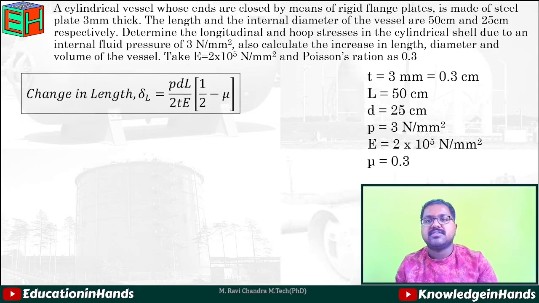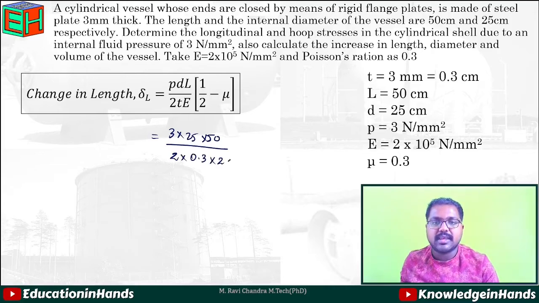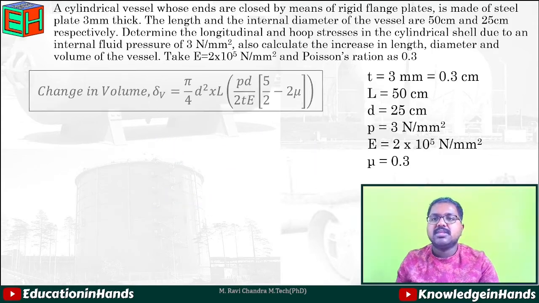Then next, the change in length is PDL by 2TE into 1 by 2 minus mu. So here again, P value is 3, D value is 25, L value is 50 centimeters, by 2 into thickness 0.3 centimeters into E, Young's modulus, 2 into 10 power 5, into 1 by 2 minus mu, that is 0.3. If we solve this, we will get the value of increase in length, or change in length, as 0.00625 centimeters.